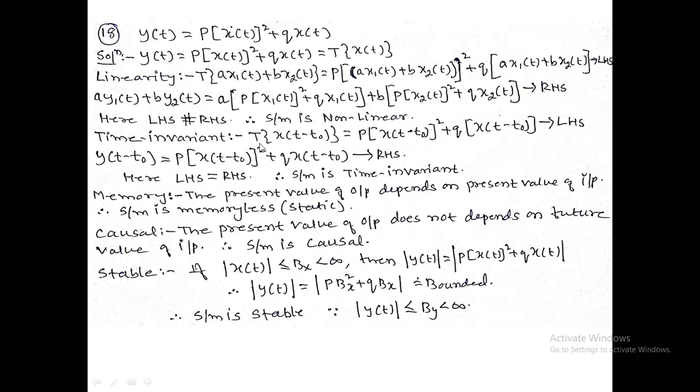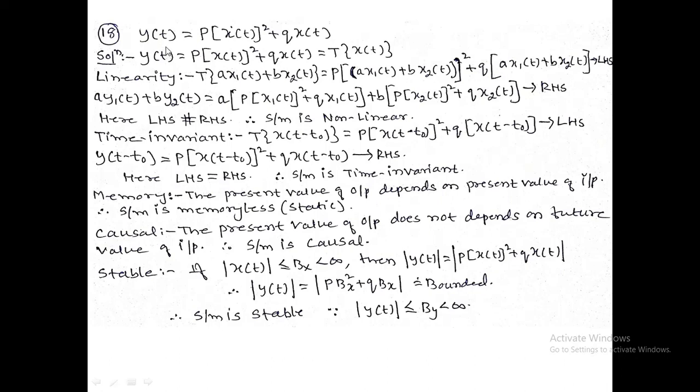Time invariant: system operating on the input signal x of t minus t naught is equal to p into input signal whole square plus q into input signal, where the input signal is x of t minus t naught. This is LHS. RHS: y of t minus t naught, where t is replaced by t minus t naught, is p into x of t minus t naught whole square plus q into x of t minus t naught. Comparing LHS and RHS, both are the same, so the system is time invariant.